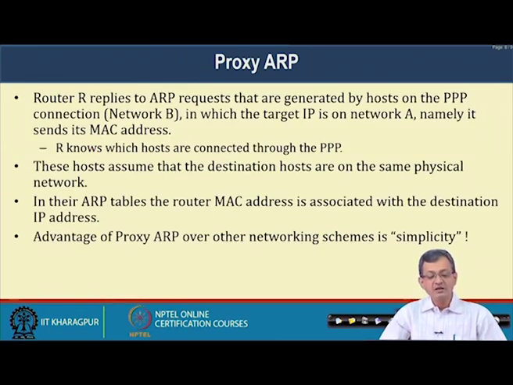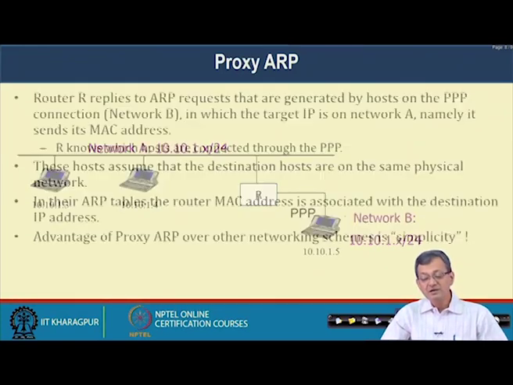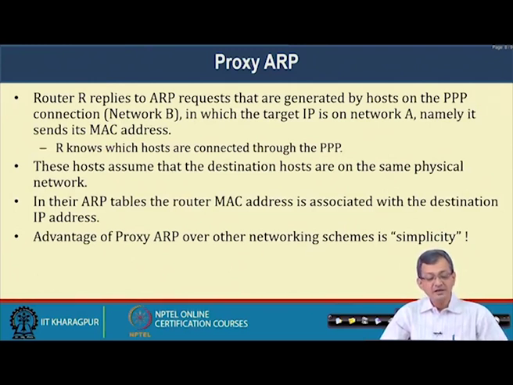So, router R replies to ARP requests that are generated by the host on the PPP network, that is the network B, and in which the target IP is on the network A, namely it sends the MAC address of the router. R knows which hosts are connected through PPP and so forth. So, these hosts assume that the destination host is on the same physical network. In their ARP tables, the router MAC address is associated with the destination IP address. The advantage of proxy ARP over other networking schemes is its simplicity of handling so many things.